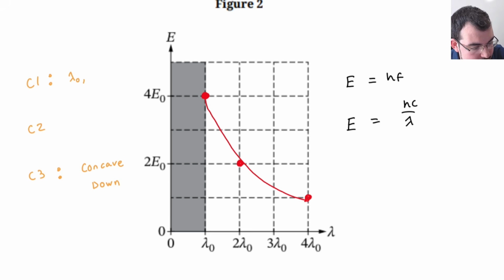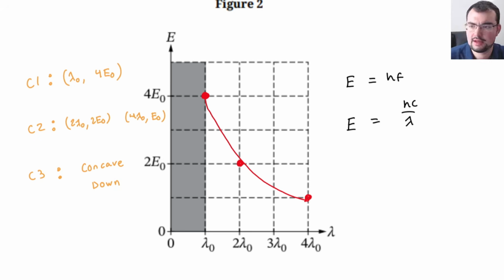That lambda 0, 4E0 is on the graph. C2 you'd probably get for the other points. You'd have to say that 2 lambda 0, 2E0 is on the graph, and 4 lambda 0, E0 is on the graph. And 3 is concave down, maybe. Again, I'm just speculating. That's how I would assign points if I had to get 3 out of this.